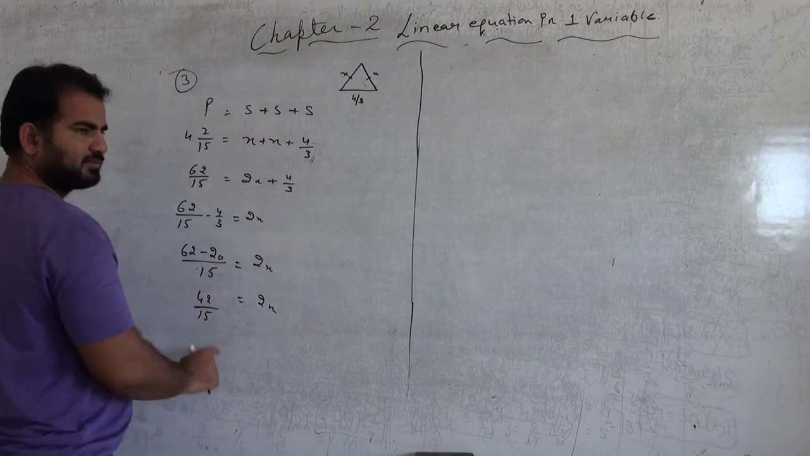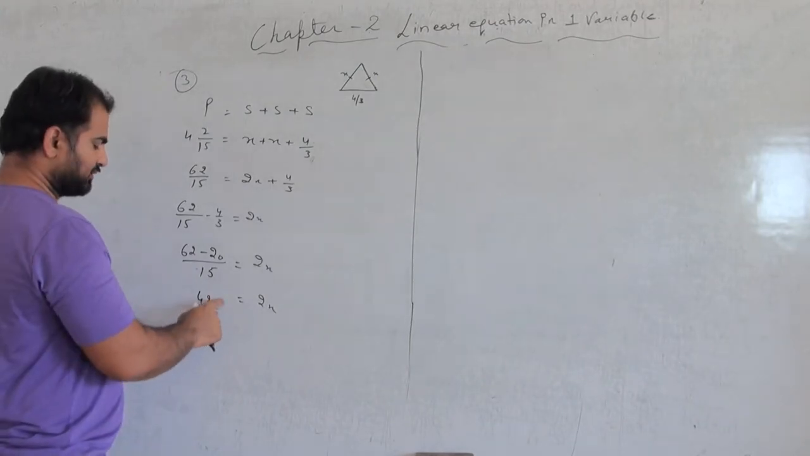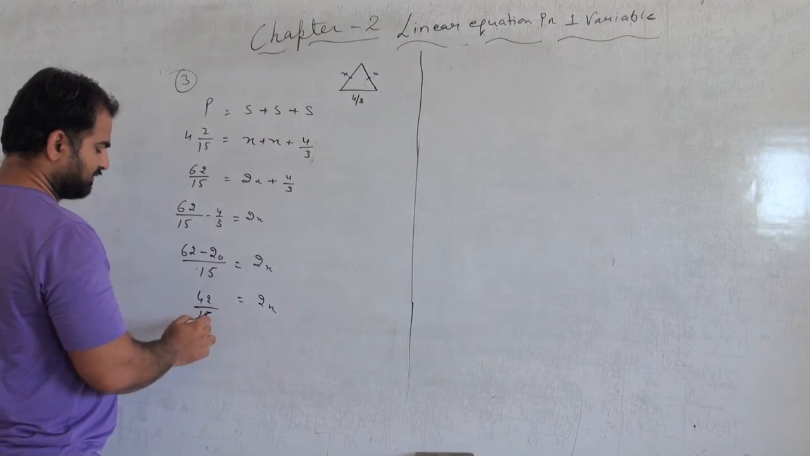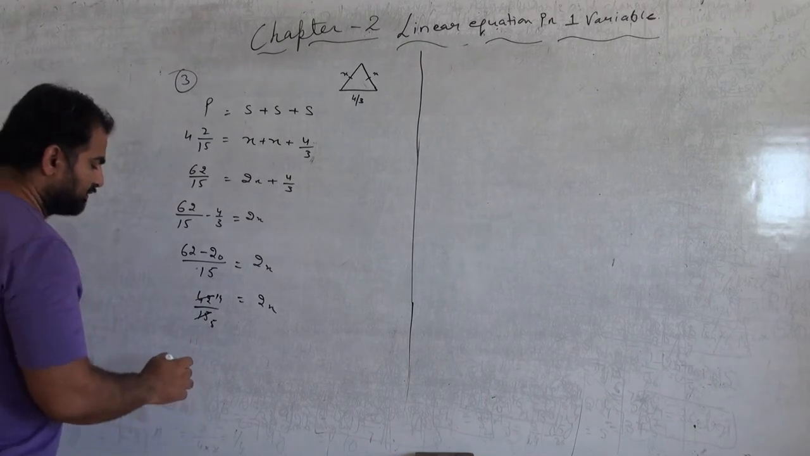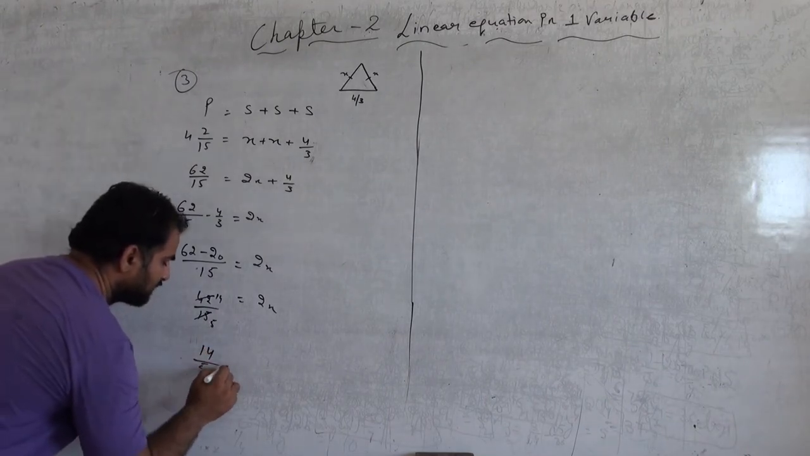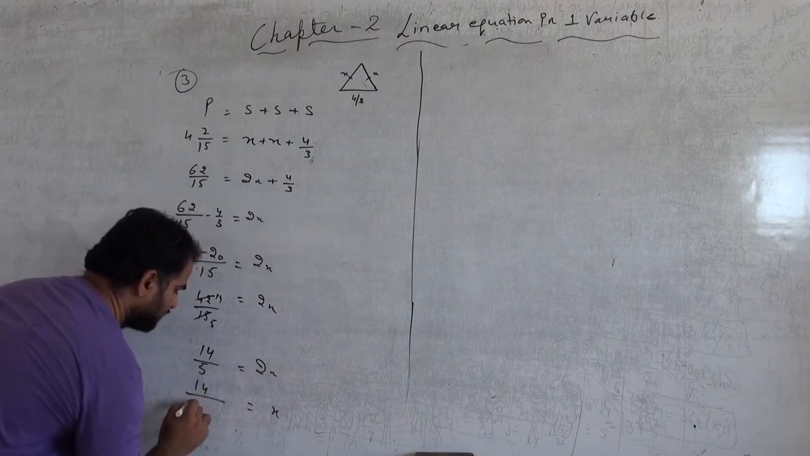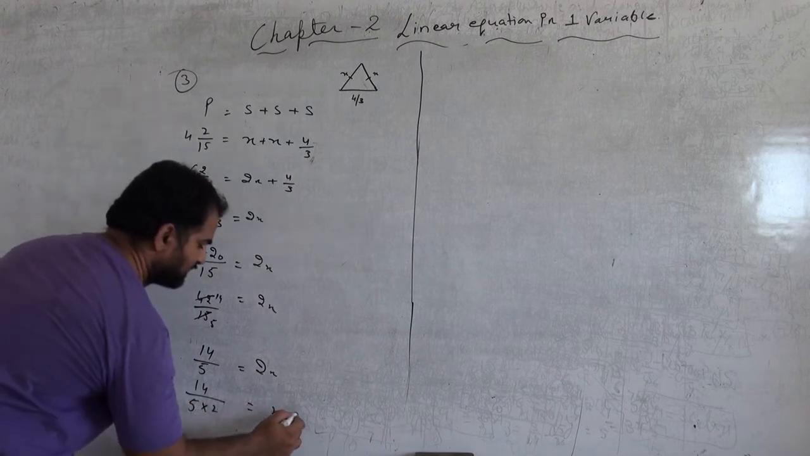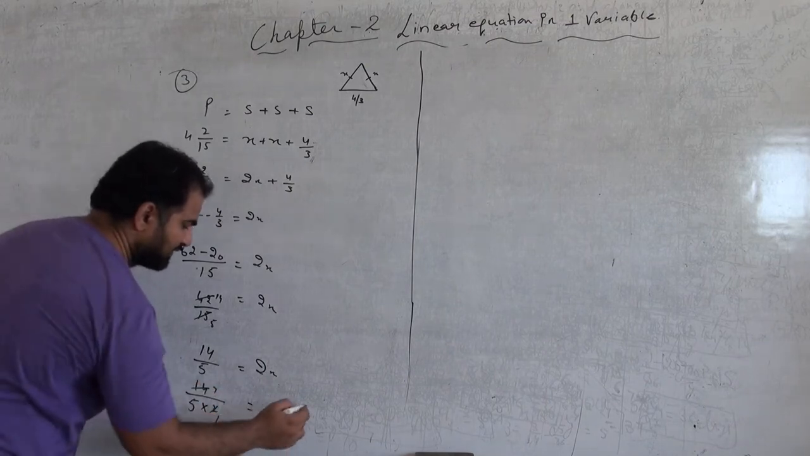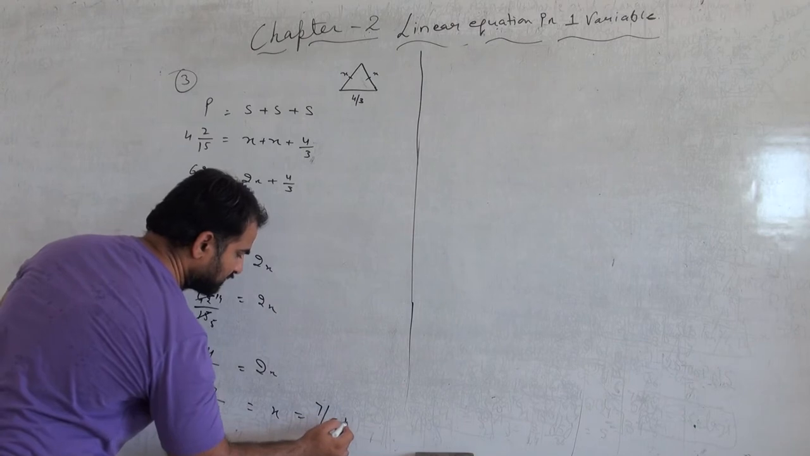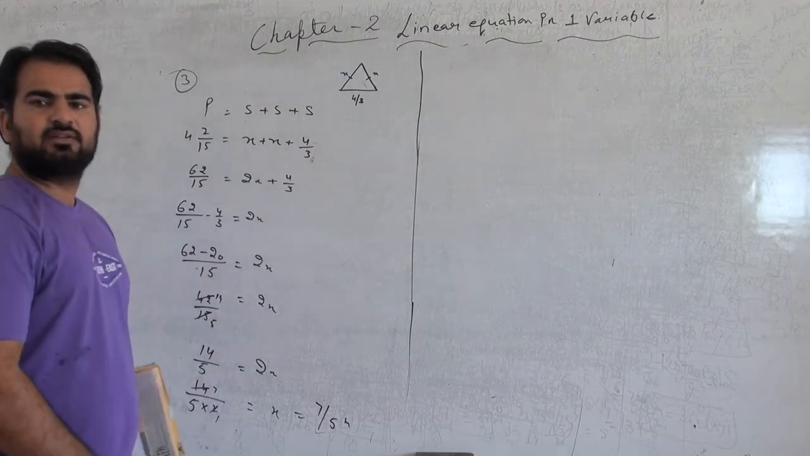So 42 upon 15, both are divisible by what? Yes, both are divisible by 3. So 3 fives are 15 and 3 fourteens are 42. So 14 by 5 equals 2x, or x will be 14 upon 5 into 2, or we can say 2 ones are 2 and 2 sevens are 14, it will be 7 by 5. Done. So the side is 7 by 5 and this side is also 7 by 5.